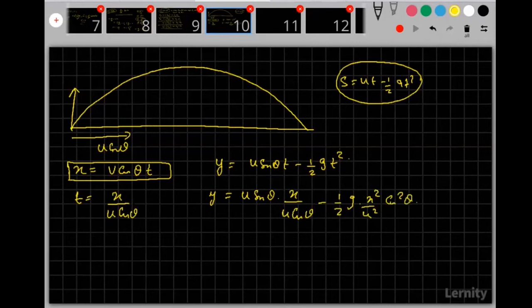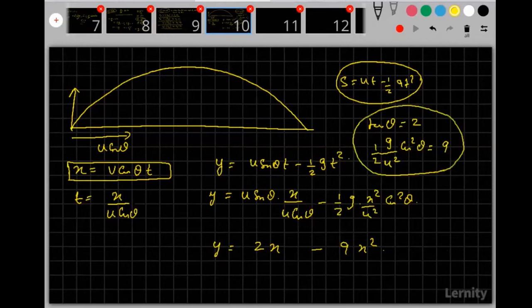So now this is what we have to compare with y is equal to 2 times x minus x square. So from here you will get tan theta is equal to 2, and half g by u square cos square theta is equal to 1. So you have to solve these two and then you have to get the answer. So how do we solve them? We can solve them, no problem. I will help you out. So let me shift color.